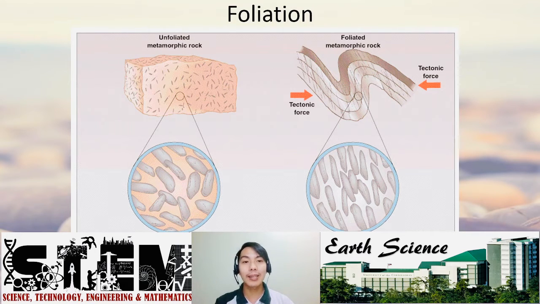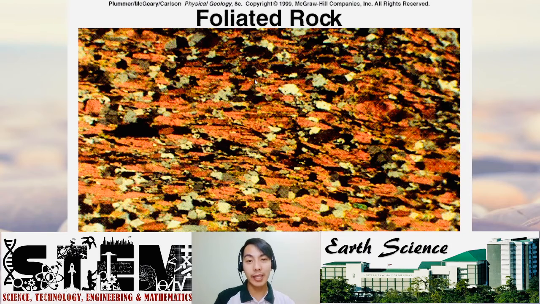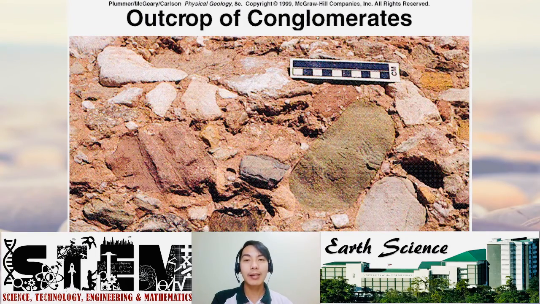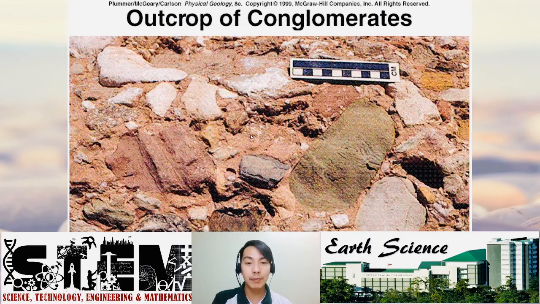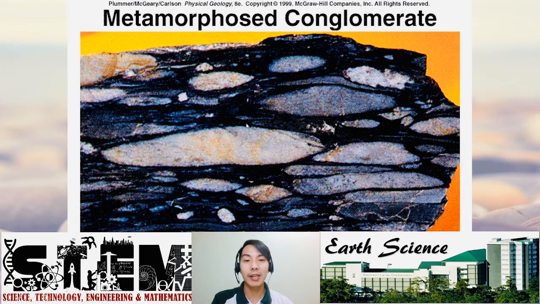That's why we usually see the arrangement of the minerals as they are. It seems like they are also flattened. So in this example of a foliated rock, you can see the minerals that seem to be flattened. Another example: this outcrop of conglomerate, if it is subjected to heat or pressure, will turn into a metamorphic rock, which is this one, a metamorphosed conglomerate. So from that outcrop, if it's subjected to heat and pressure, it will turn into a metamorphic rock, like that one, a foliated metamorphic rock.